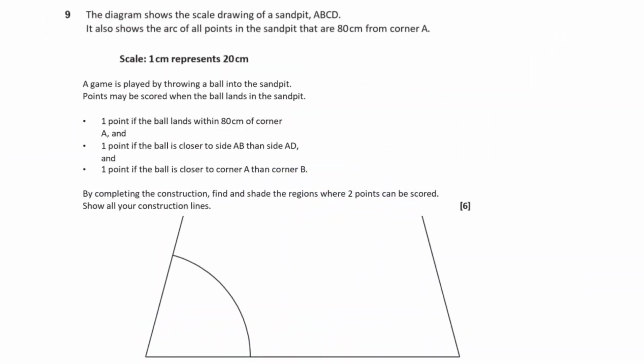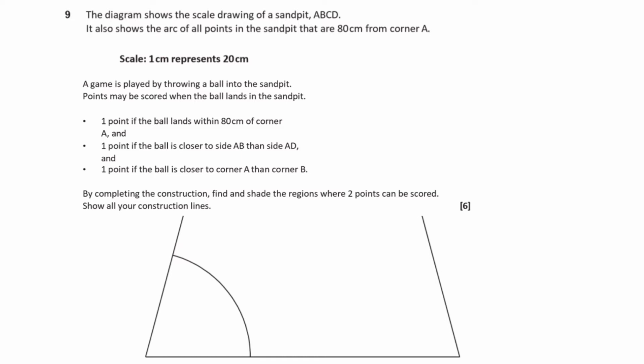Question 9. The diagram shows the scale drawing of a sandpit ABCD. It also shows the arc of all points in the sandpit that are 80 centimeters from the corner A. We're told that the scale of 1 centimeter represents 20 centimeters. A game is played by throwing a ball into the sandpit. Points may be scored when the ball lands in the sandpit.